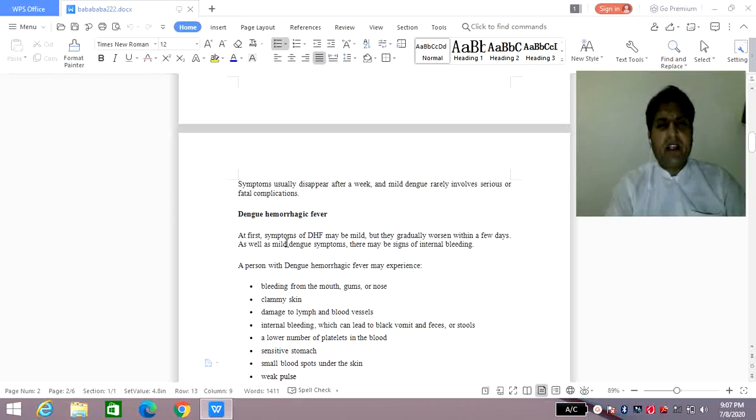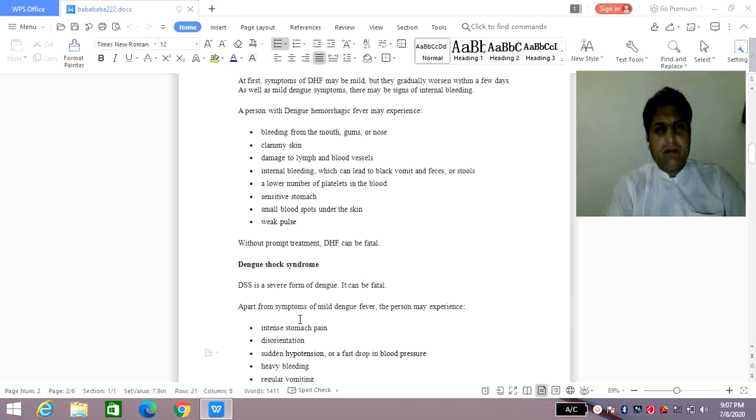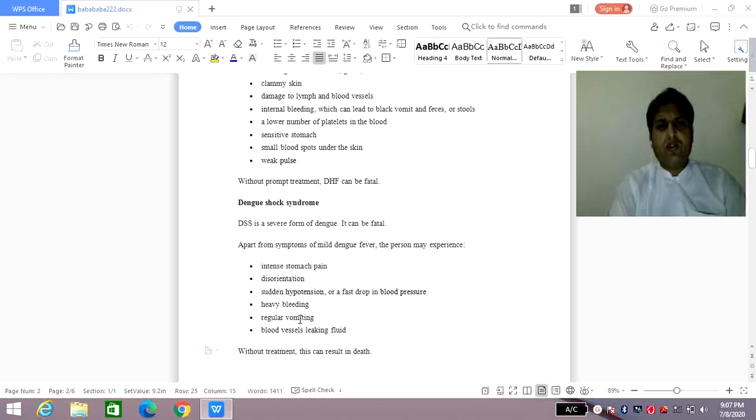Anyhow, if not properly investigated on time, or properly managed, this may cause dengue hemorrhagic fever. As is clear from the name, dengue hemorrhagic fever is mostly related to hemorrhage, and a bleeding tendency will be there, like bleeding from the mouth, gums and nose, damage to the skin, limbs and blood vessels, internal bleeding, a sensitive stomach, small blood spots under the skin, and decreased blood pressure. This is most commonly related to dengue hemorrhagic fever.